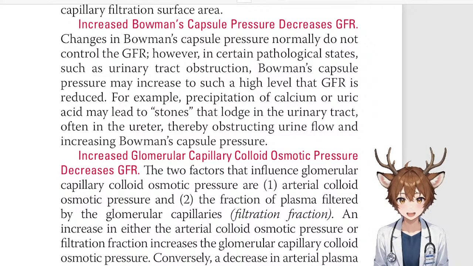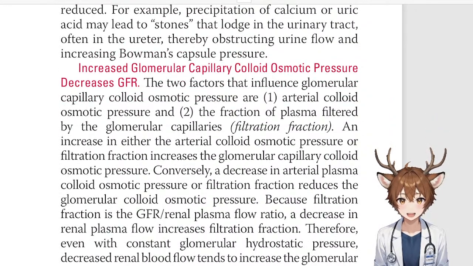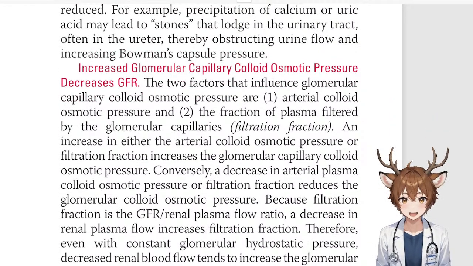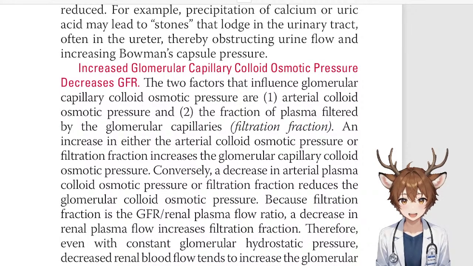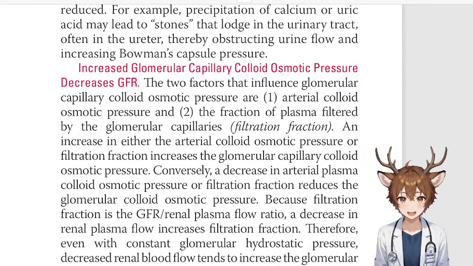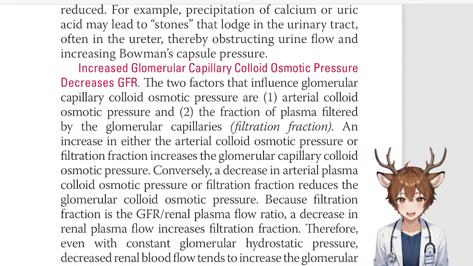Increased glomerular capillary colloidosmotic pressure decreases GFR. The two factors that influence glomerular capillary colloidosmotic pressure are 1, arterial colloidosmotic pressure, and 2, the fraction of plasma filtered by the glomerular capillaries, that is to say, the filtration fraction. An increase in either the arterial colloidosmotic pressure or the filtration fraction increases the glomerular capillary colloidosmotic pressure. Conversely, a decrease in arterial plasma colloidosmotic pressure or filtration fraction reduces the glomerular colloidosmotic pressure.